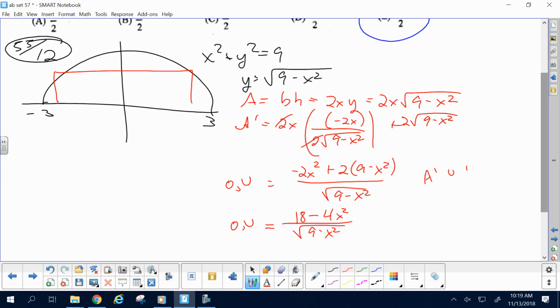A prime is undefined if x is plus or minus 3, but obviously that's a minimum rectangle area, that's no area at all. The max would be if A prime is 0, which is at the square root of 18 over 4, so the square root of 9 halves, or 3 over root 2. You'll see that this does go positive to negative there, so that is a maximum. So, with that, you can answer the question. I don't know if they say what are the dimensions.